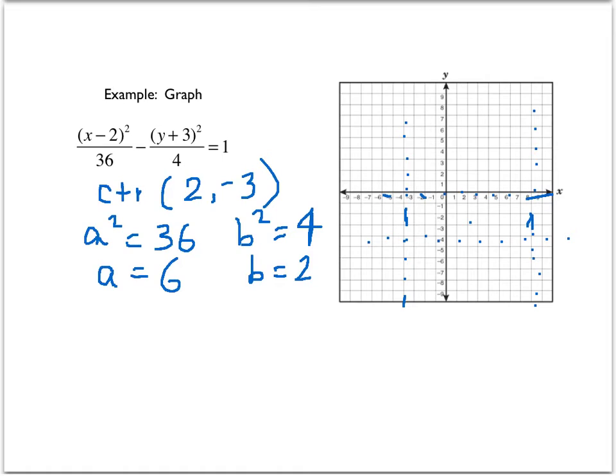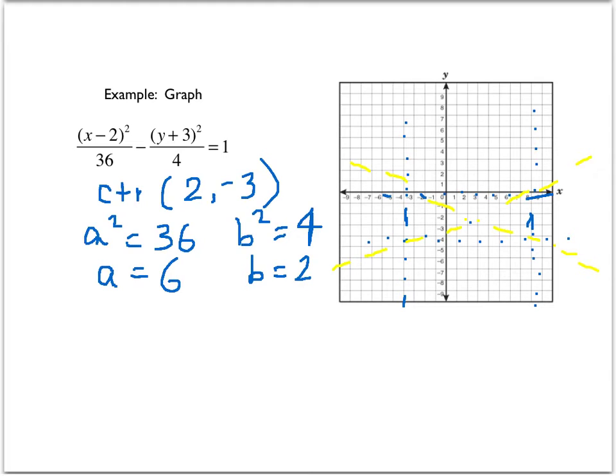I'll try to draw these in a different color here for you. I'll make them in yellow. Might not be able to see these that great, but my asymptotes are going to go through here like this. Notice they go through the center. And we can find equations of those asymptotes, but mainly they're for our help now in graphing this thing.